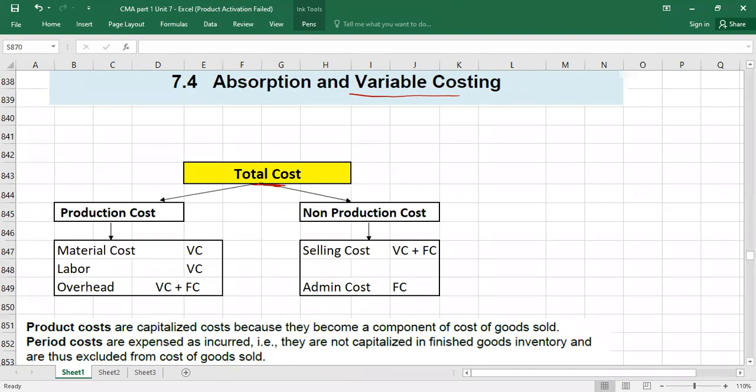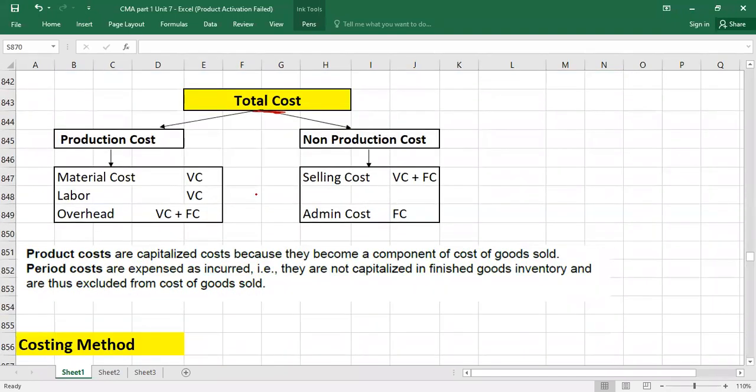The total cost of the company can be divided into two areas: the production cost and the non-production cost. Production costs are those costs which you incur to produce the product. These might include cost of material, which is direct material, cost of labor, which is direct labor, and cost of overheads. I told you last time that in overheads we have three things: indirect material, indirect labor, and factory operating cost. This we have already covered.